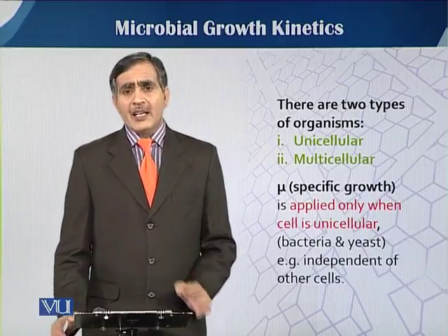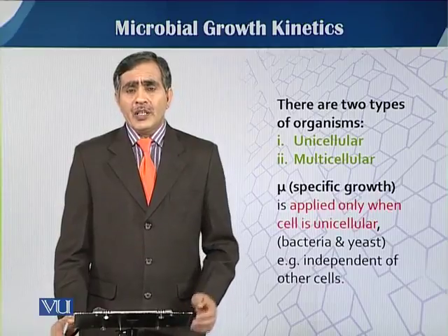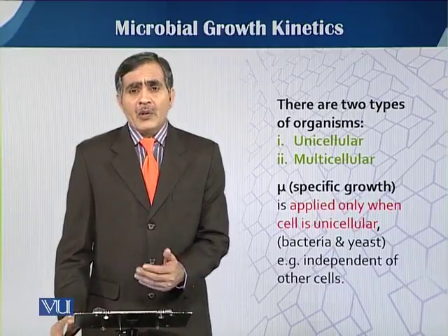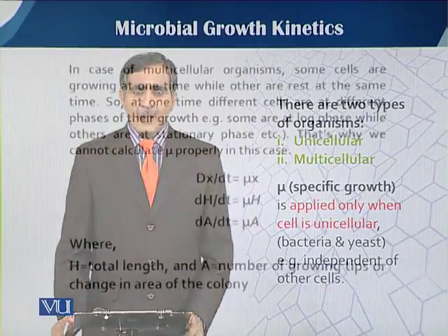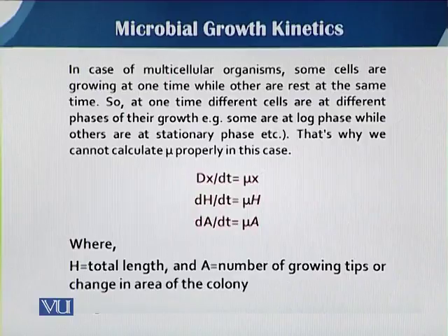Each individual cell has the tendency to divide and has an equal chance to interact with the substrate independently. But in multicellular organisms, some cells are growing at one time while others are at rest. So at one time, different cells are at different phases of their growth. Some are at log phase while others are at stationary phase. That's why we cannot calculate mu properly in that case.